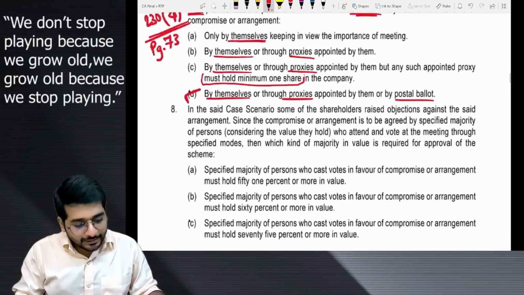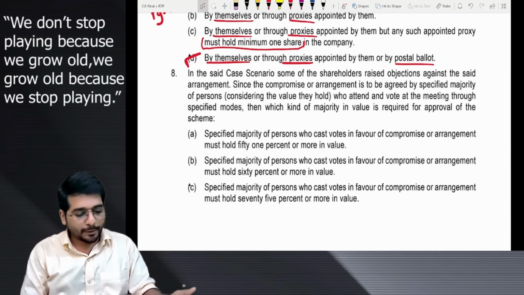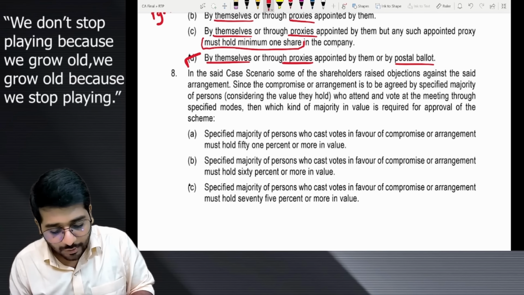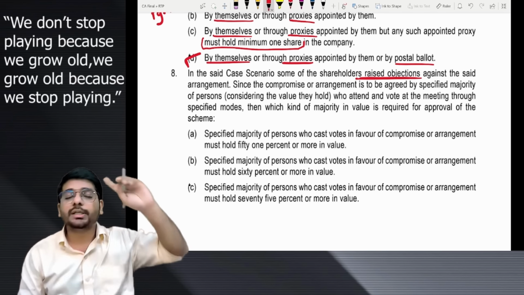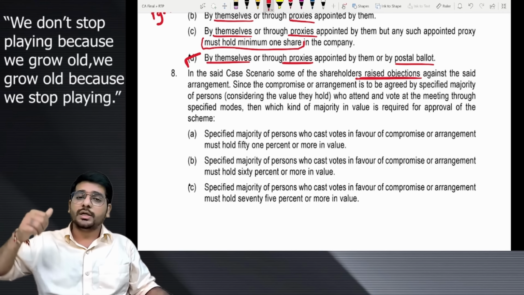Understood? Okay. Let's go to 8. Sir, what is point number 8 talking about? Point number 8 says, in the case scenario above, some of the shareholders raised objections. Think. Can shareholders raise objections?